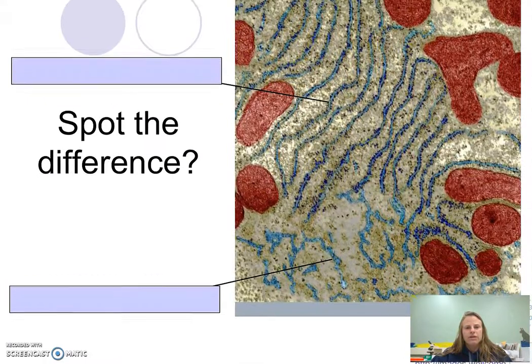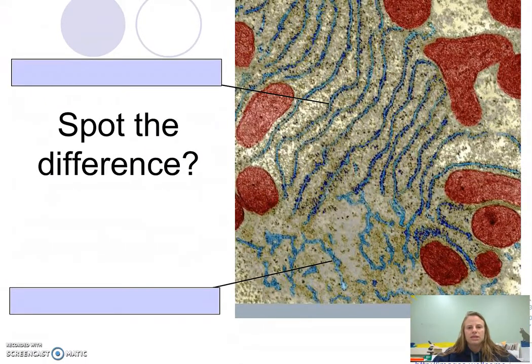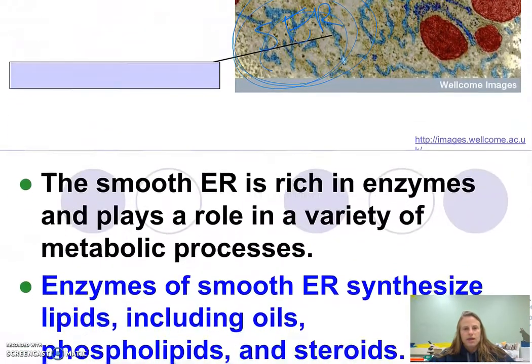So if you were given an image, would you be able to spot the difference? Would you be able to know that this is the rough ER and this is the smooth ER? Because in the rough ER, you'll see that there are bound ribosomes, whereas the smooth ER doesn't have those bound ribosomes.